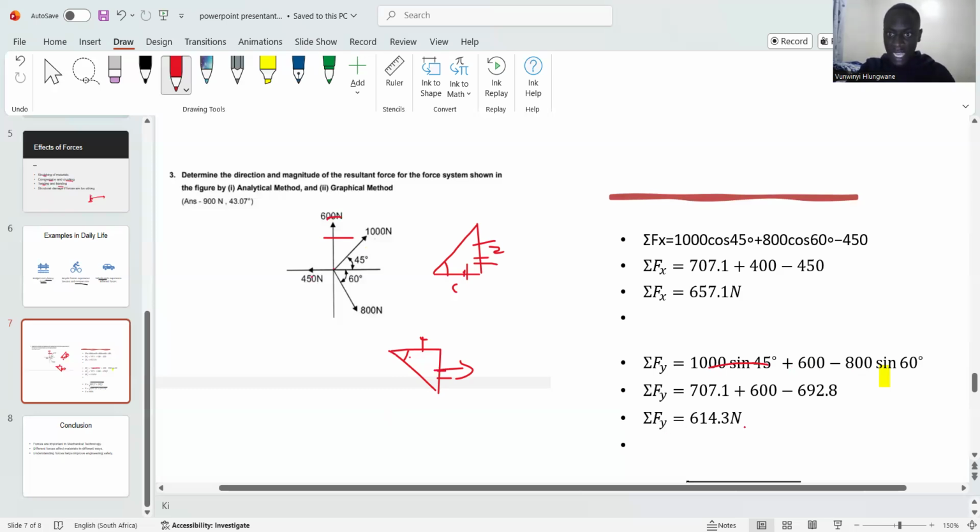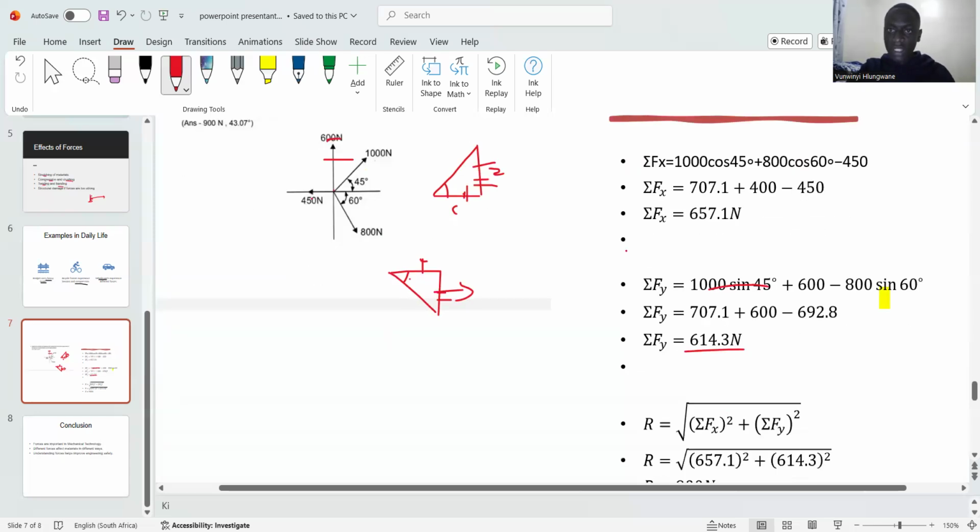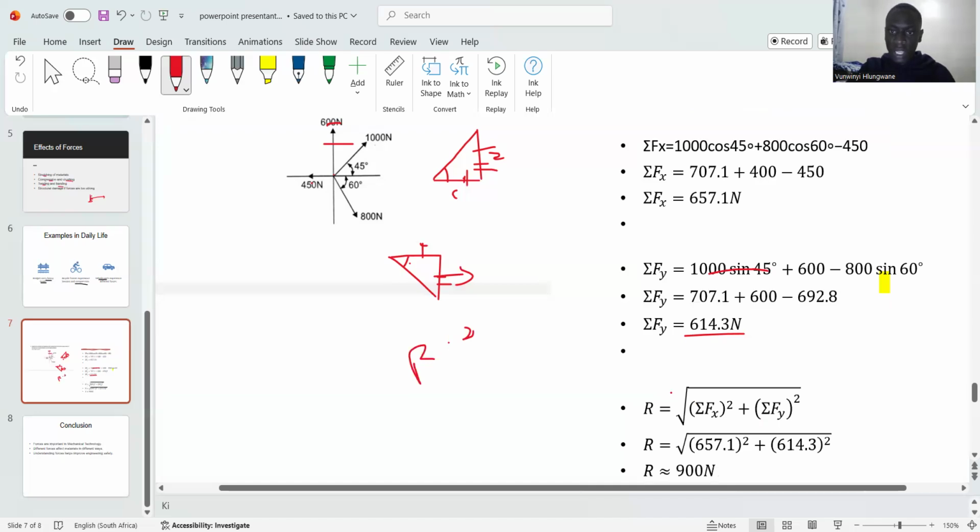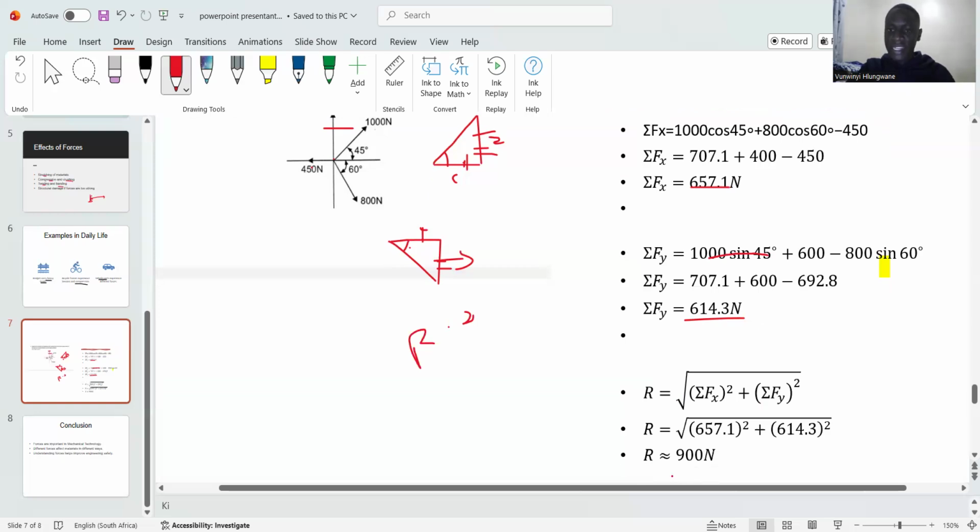We get the answer. Now we are going to use the Pythagoras theorem because we have our x and y. Remember, Pythagoras theorem says R squared is equal to x squared plus y squared. Therefore, we remove the square by introducing the square root. Then we enter our sum of x's and sum of y's, and we get 900 Newton.